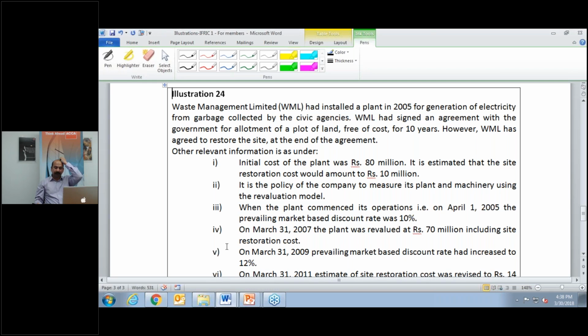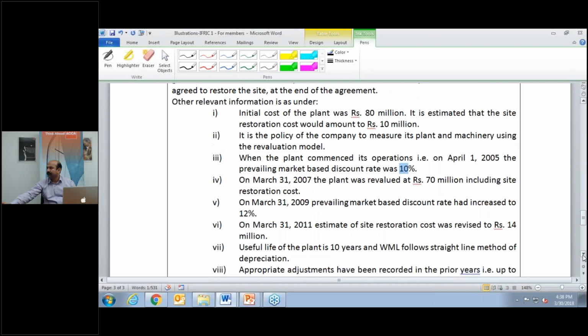So you can see that in 2009, there is a change in the decommissioning liability resulting from the change in the discount rate. Because when we initially recognized this decommissioning liability at the start of 2005, the discount rate was 10%. Now this discount rate has moved to 12%. So this is a decommissioning liability change.